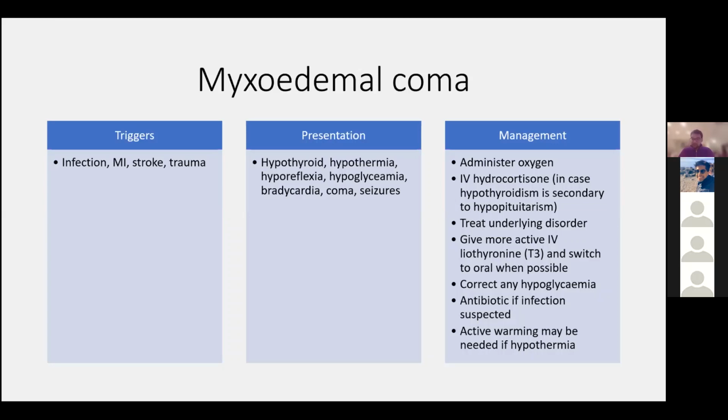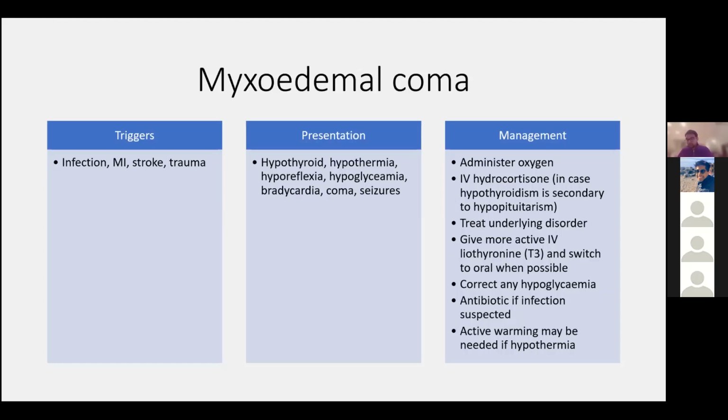So how do you manage them? Give them oxygen. You want to treat the underlying cause, and you also want to supplement their thyroid hormone. Usually this would be giving IV liothyronine, which is T3, whereas the usual replacement in patients with hypothyroidism is T4. So you start with T3 and then switch to oral T4 when possible. They are prone to hypoglycemia, so you correct their blood sugars, and you also want to give them IV hydrocortisone.